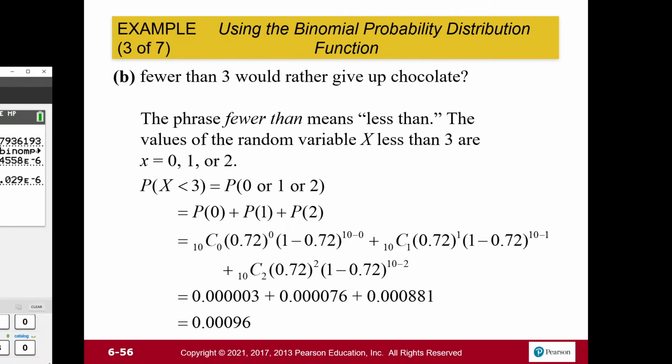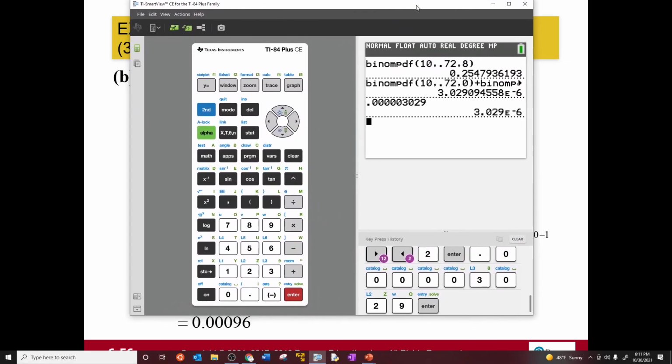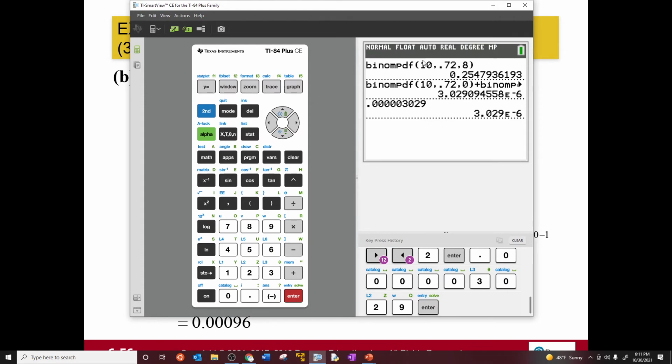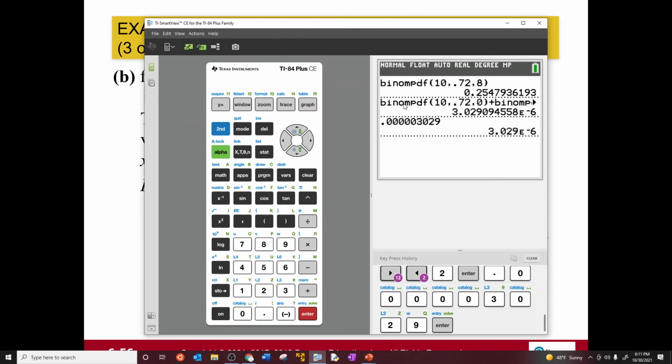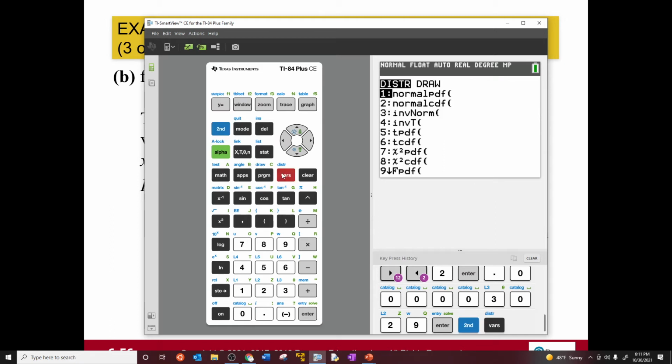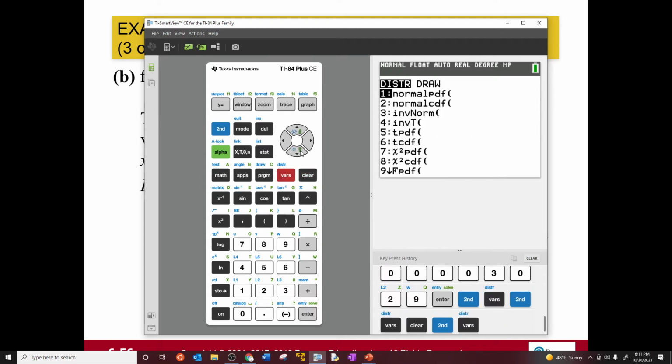Let's see. Does that actually match what we got here? It looks a little different, believe it or not. What we could do though is use binomial CDF, because maybe something didn't work out too good here. Let's go into second distribute, and go all the way down to binomial CDF. The first time we used PDF, that's when it's the exact value. But this time we're going with 2 and less, so that's a cumulative.